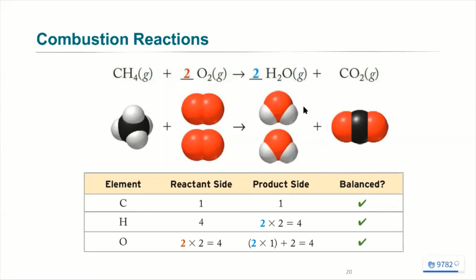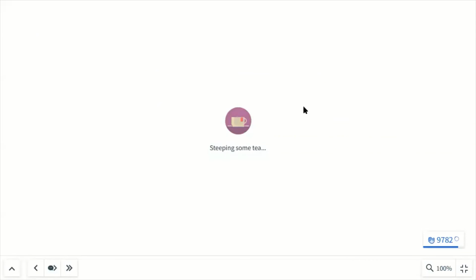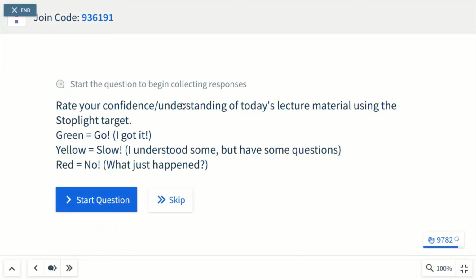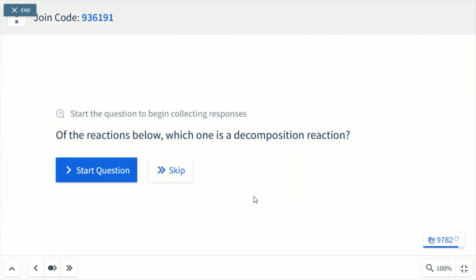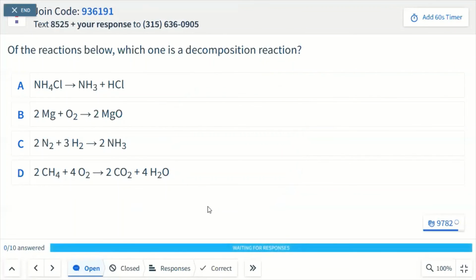And balancing them out, you use the same kind of process. So we're actually going to skip this question. I just want to do a quick review, about a minute each for both of these. So get your answers in quick here. Which one of these four is a decomposition reaction?